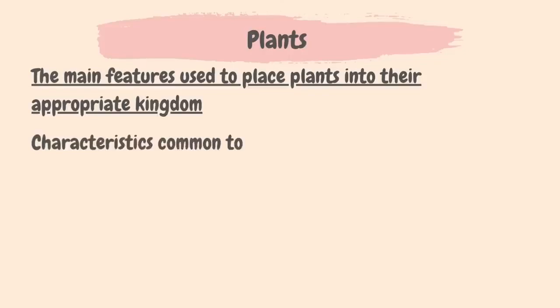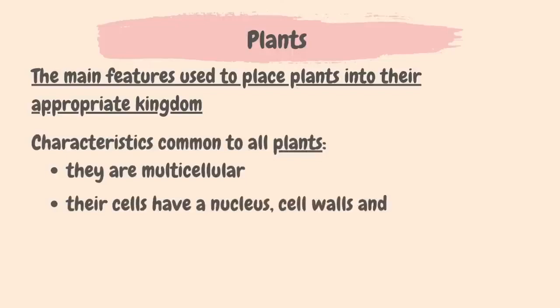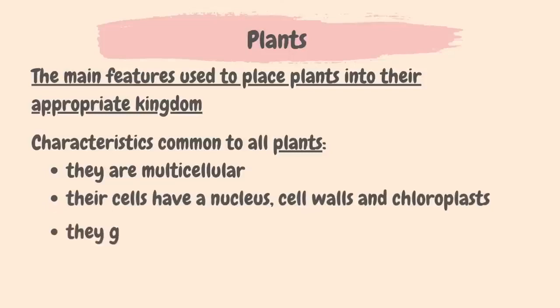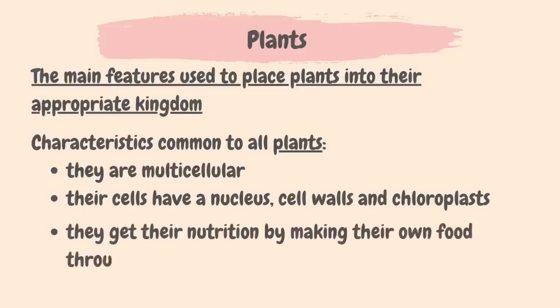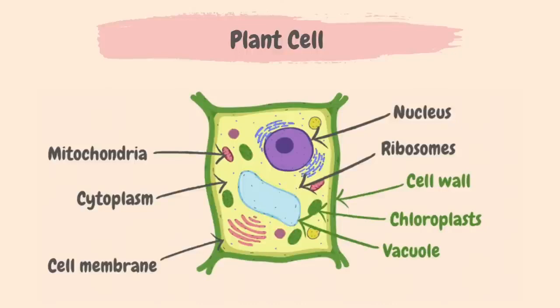The next kingdom is plants. Main features of all plants are they are multicellular. Their cells contain a nucleus, chloroplasts, and cell walls made from cellulose. And they get their nutrition by making their own food through a process called photosynthesis. This is a picture of a plant cell. You might notice that in addition to what an animal cell has, a plant cell has a cell wall and chloroplasts.